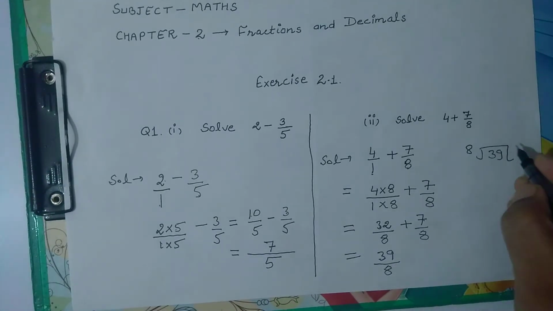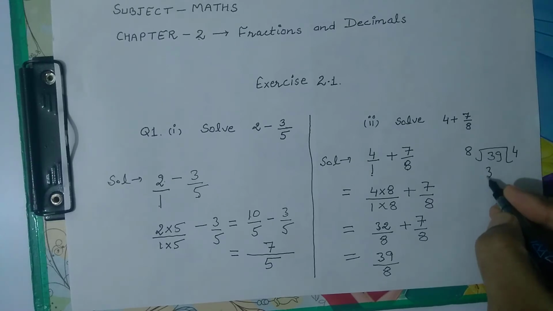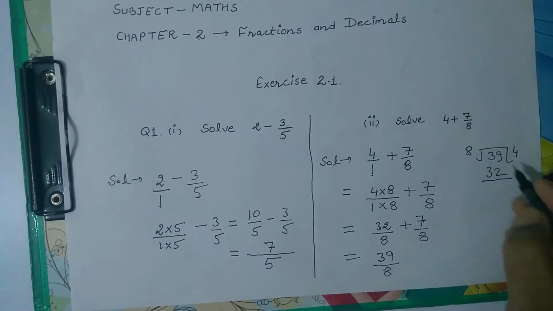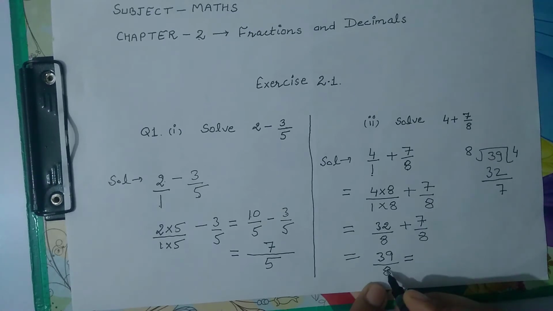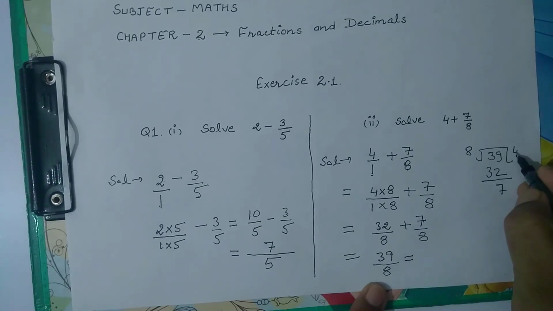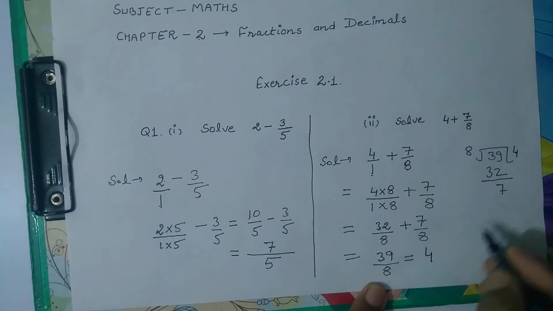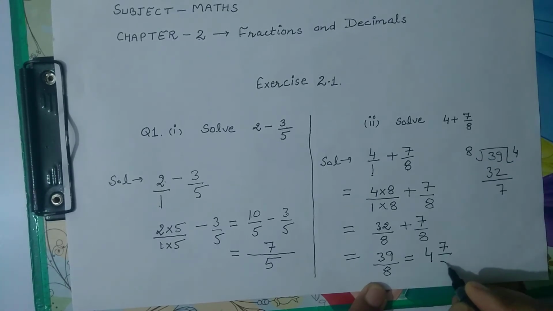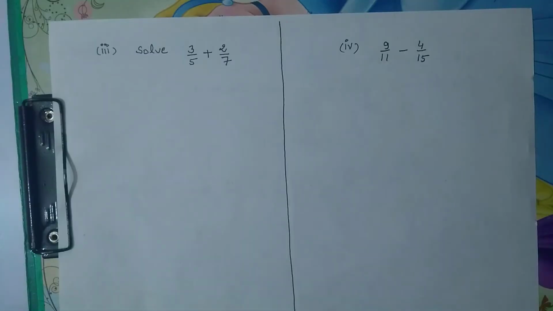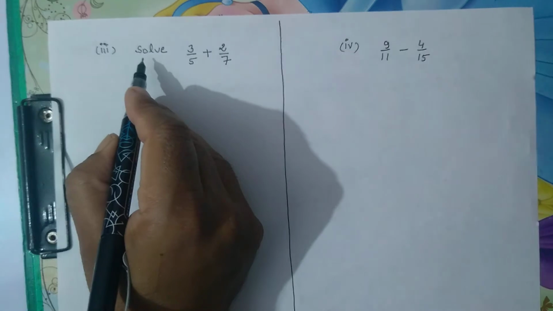What is this? 8 into 4, 32. What is the remainder? 7. So this way 39 upon 8 can be written as 4 and 7 upon 8. This is the final answer. Now coming to the third part.